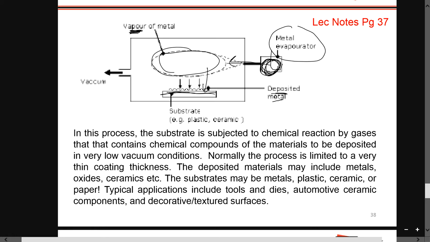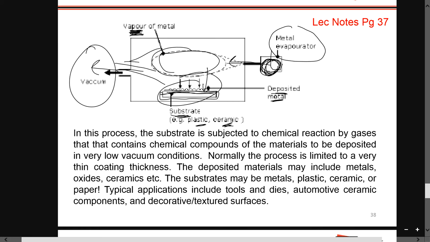As you can see, it's a deposited metal. So it created a thin layer of surface around this material. Okay, and this material is your substrate. You can put in plastic, ceramic, or even your metal also can. Alright, while the rest of the vapor of the metal will be vacuumed out from over here. Alright, so the rest will be sucked out. So the wanted deposit metal will create a layer onto the metal.